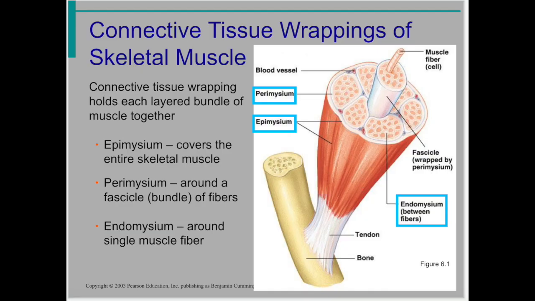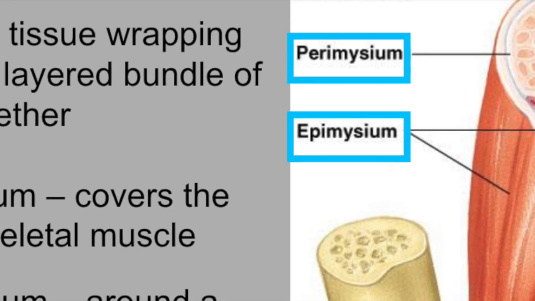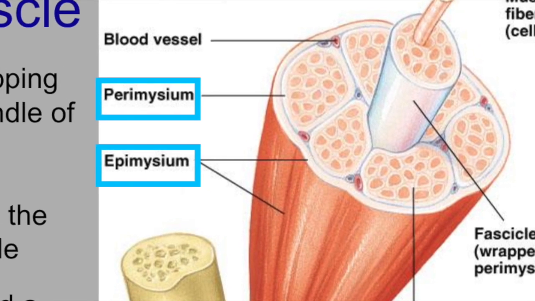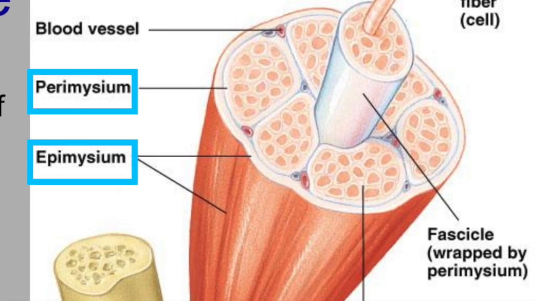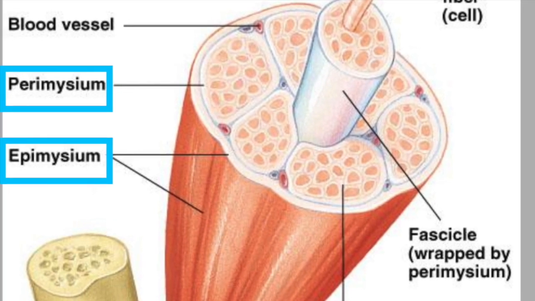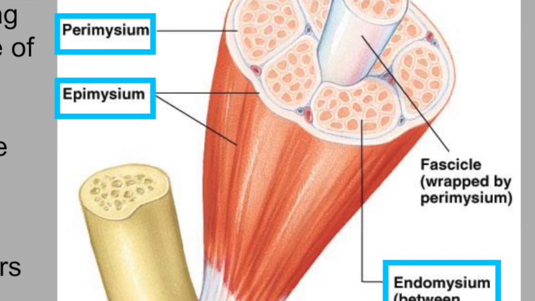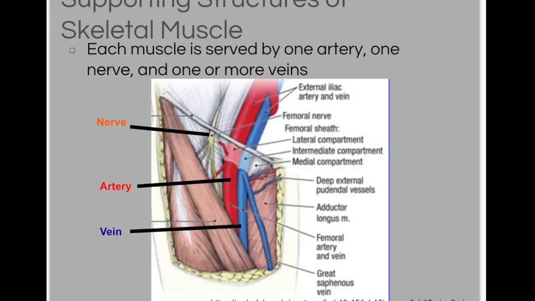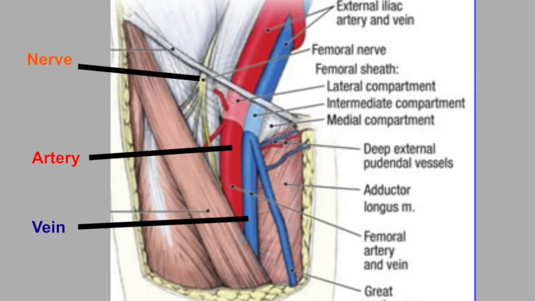Wrapped around each bundle is connective tissue. We begin with the epimysium, which will cover the entire muscle bundle, followed by the perimysium, which surrounds each of the fascicles. And then around the muscle fiber itself, the cell, within the fascicle, we have what is known as endomysium, which maintains all of the nerves, arteries, and veins, keeping them nice and close to the muscles.